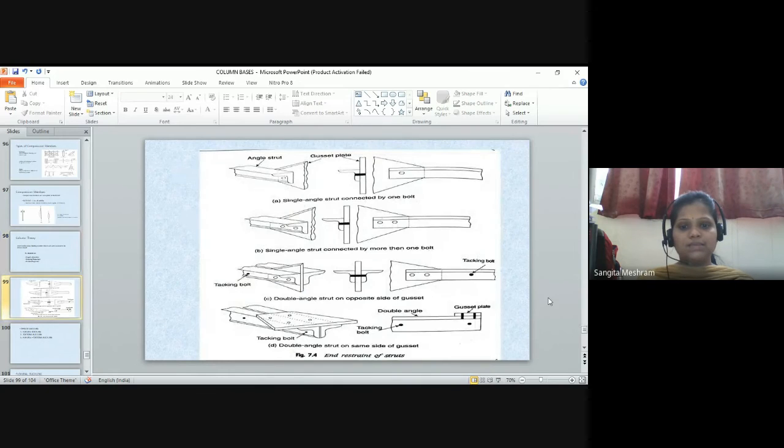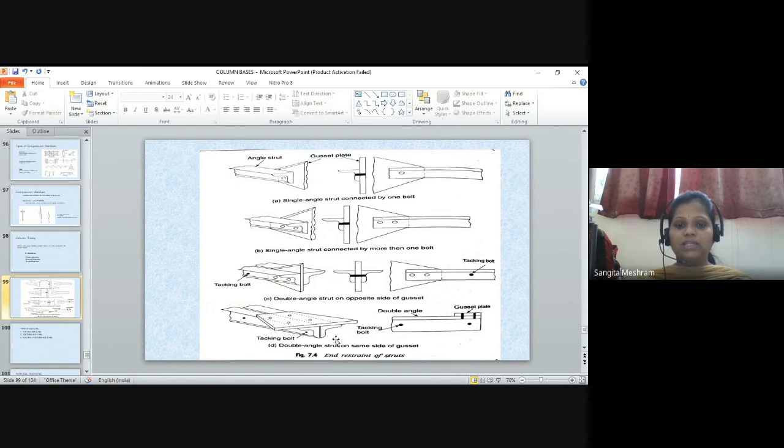So these are some struts or compression members which are connected by bolts. The first figure is related with the single angle strut connected with the help of one bolt. Next, it is connected with two bolts. Then a double angle section back to back. Okay, the first and second figures have a single angle section, and the third figure has a double angle section which is connected with the plate back to back.